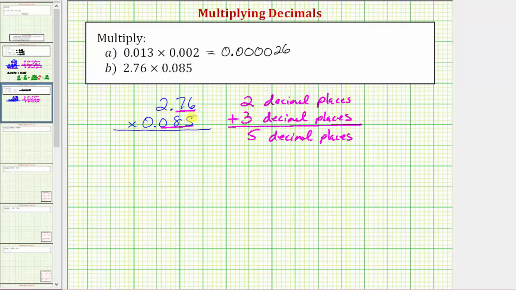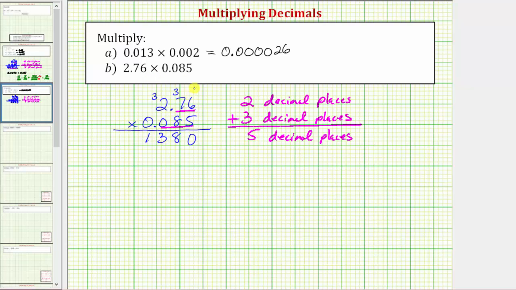And now we multiply as if we had whole numbers. So we first multiply by 5. 5 times 6 is 30. Perform an exchange with a 3. 5 times 7 is 35, plus 3 is 38. Perform an exchange with a 3. 5 times 2 is 10, plus 3 is 13.